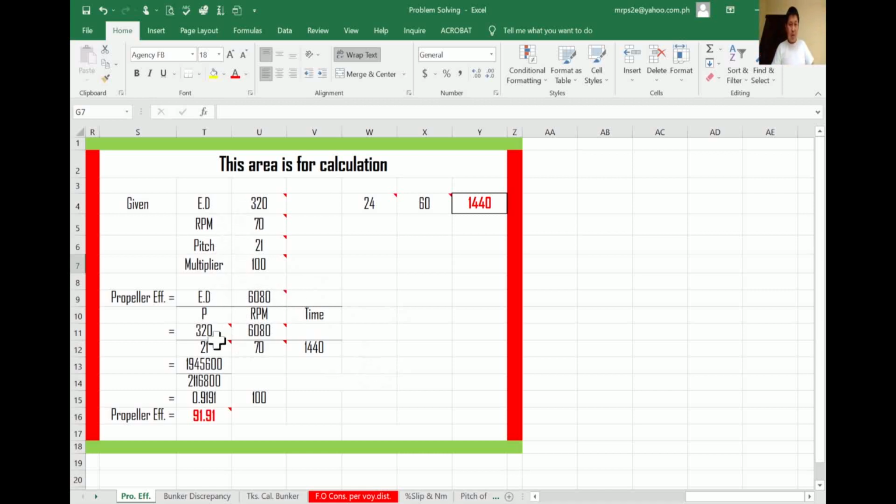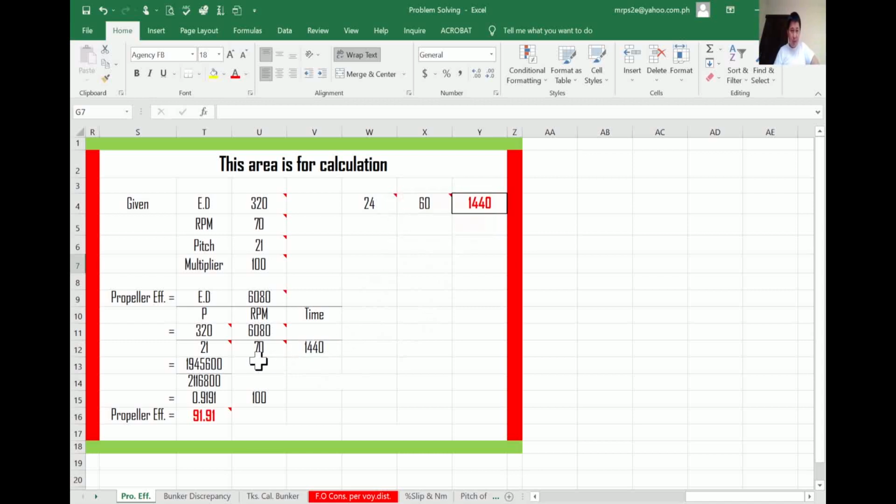So substitute 320 miles per day in the engine distance. Then bring down here the 6080 feet. Then substitute the pitch, which is 21 feet. Substitute 70 RPM and your time. So the question here, where is this 1440 taken? As you can see here, you have to multiply 24 hours into 60 minutes. So it will result to 1440.